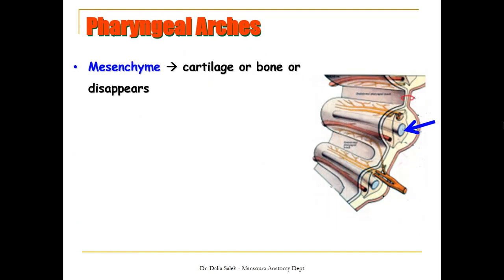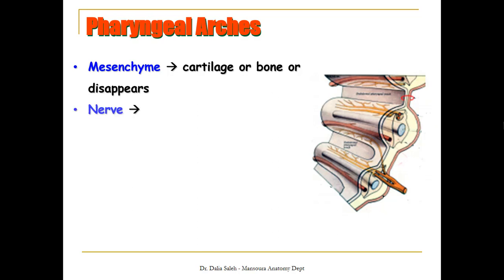In the middle, we have the mesodermal component of the pharyngeal arch. We call it the mesenchyme. And remember that the mesenchyme is undifferentiated mesodermal cells. They may develop into cartilage or bone or even disappear.